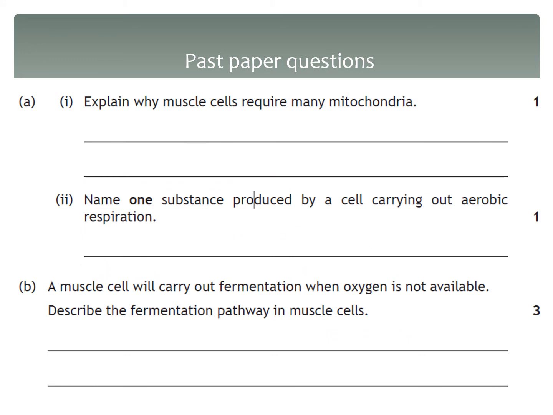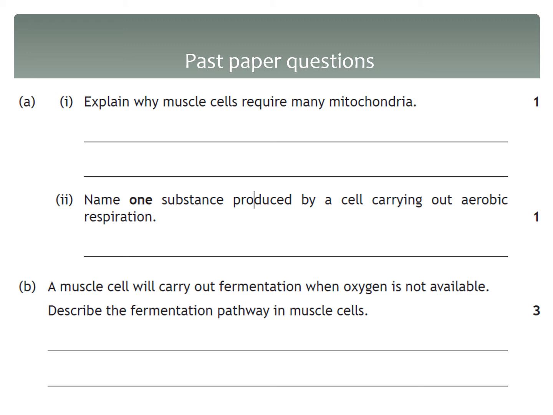So past paper questions to review our knowledge on respiration. It says explain why muscle cells require many mitochondria. And then for the second question, it says name one substance produced by a cell carrying out aerobic respiration. And then for B, it says a muscle cell will carry out fermentation when oxygen is not available. Describe the fermentation pathway in a muscle cell, and that is worth 3 marks.